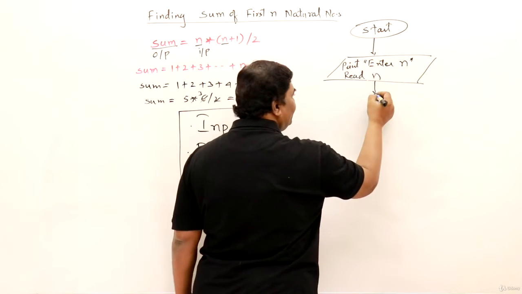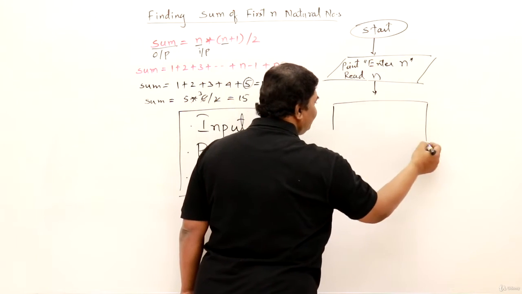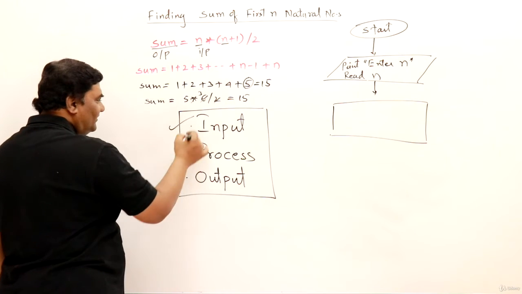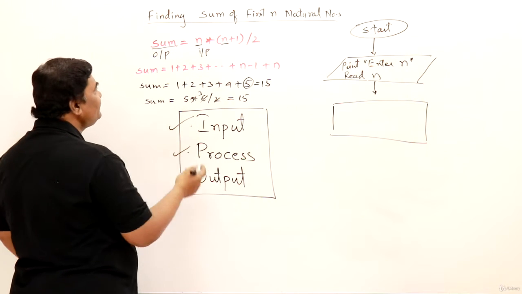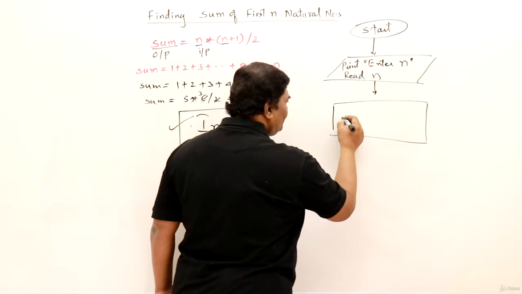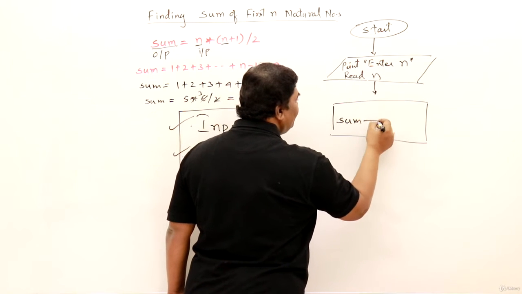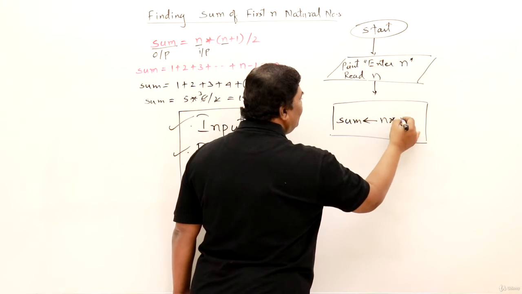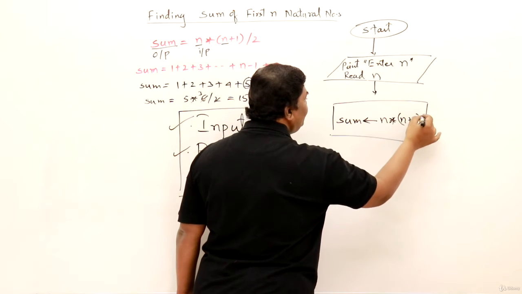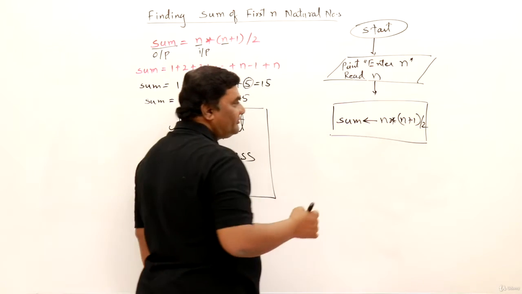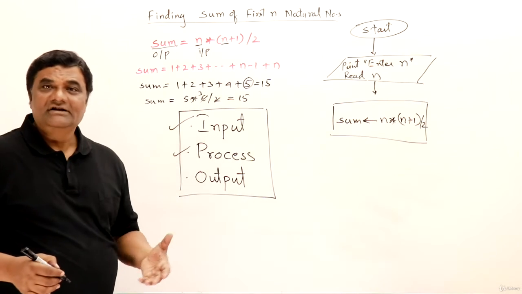This input is over. The second step is process. What is the processing? Calculating the sum. So how to calculate the sum? Sum is assigned n into n plus 1 by 2. This is processing.